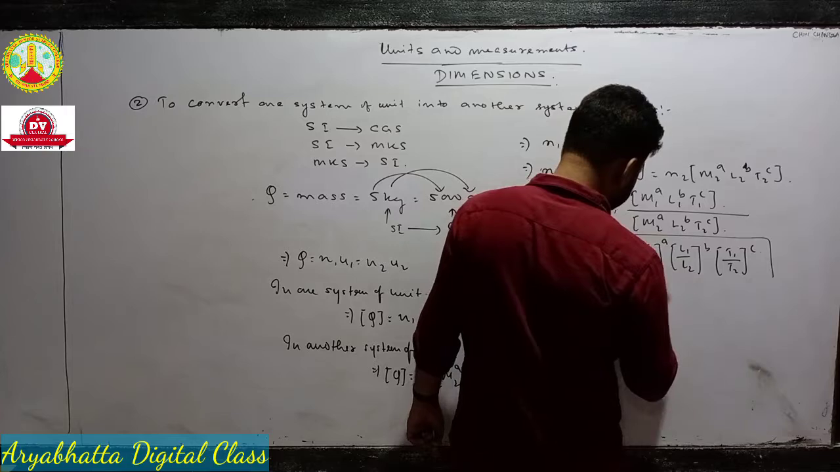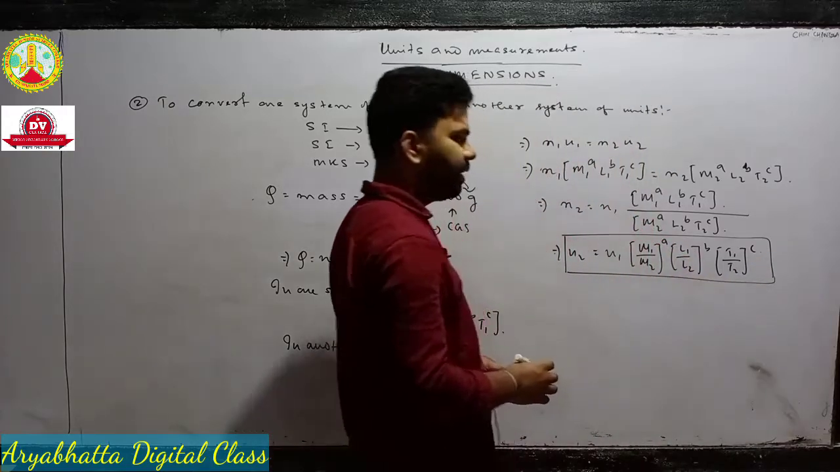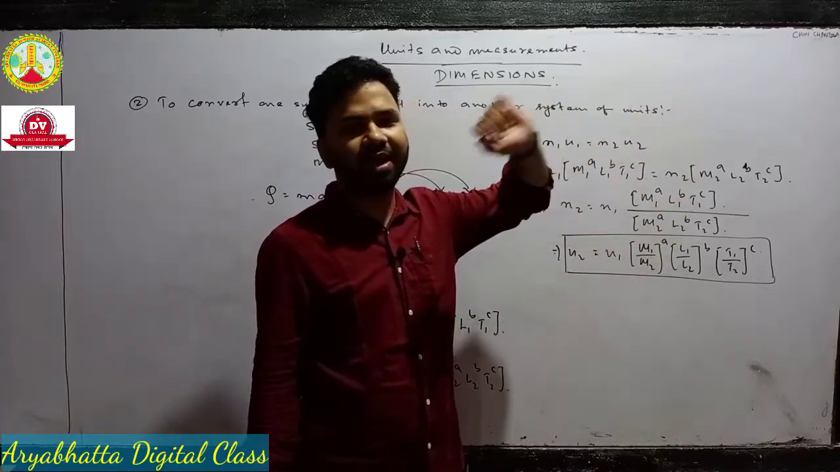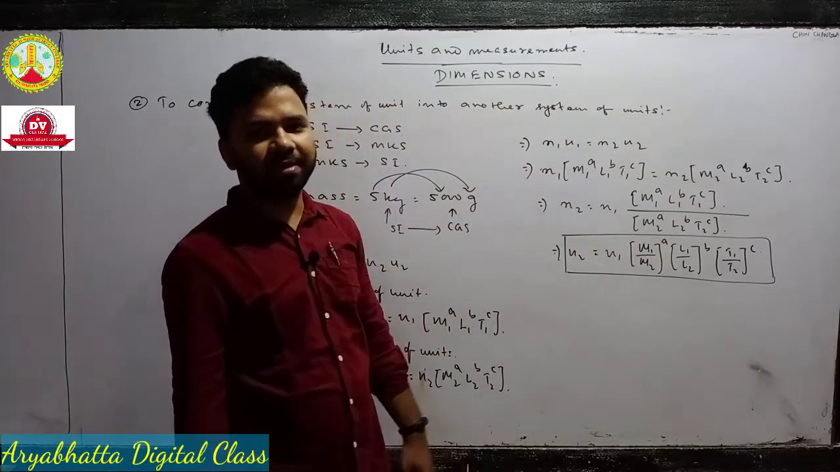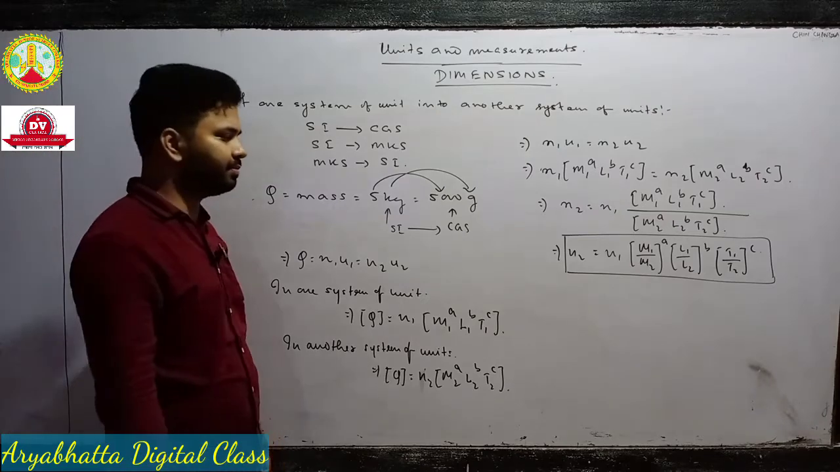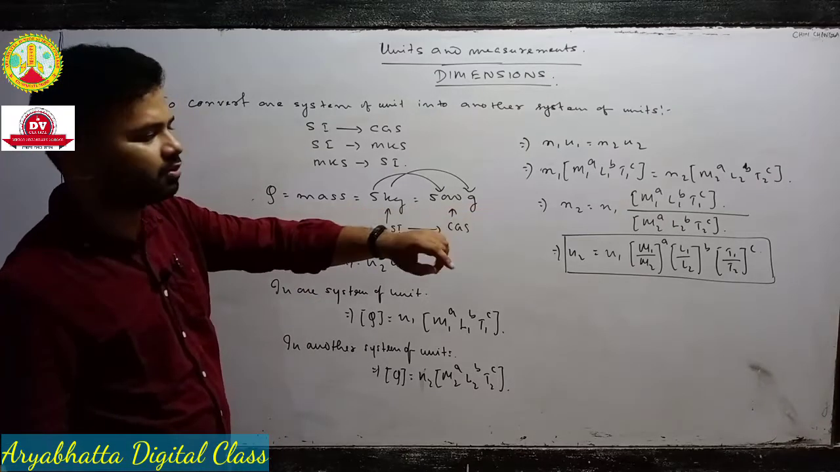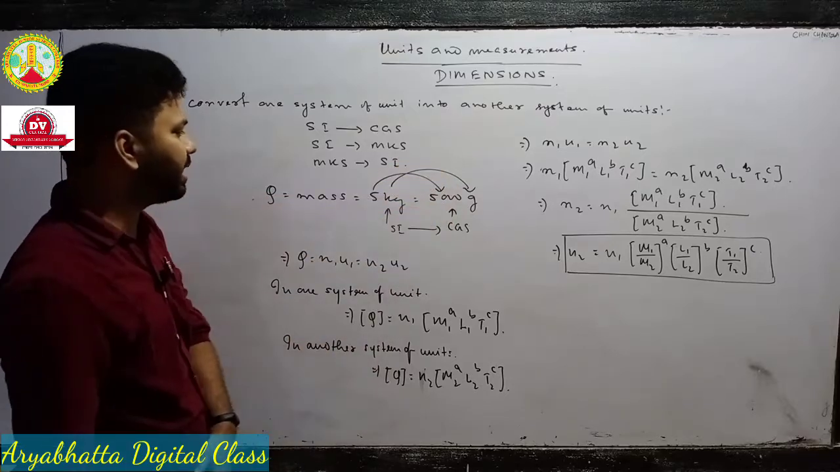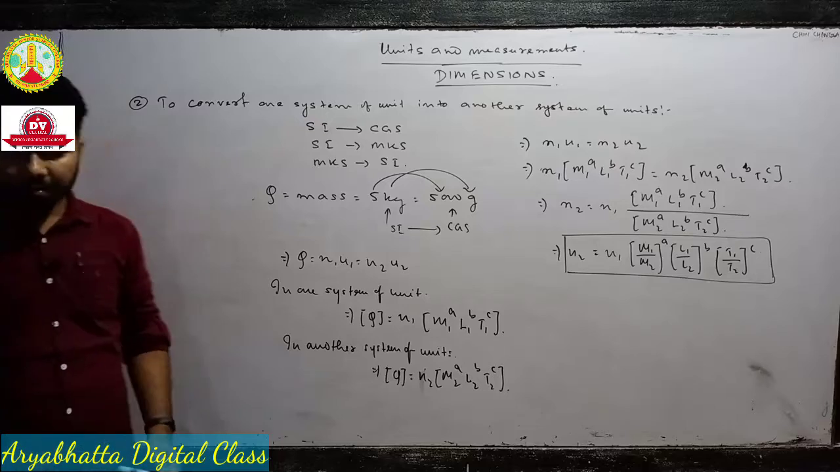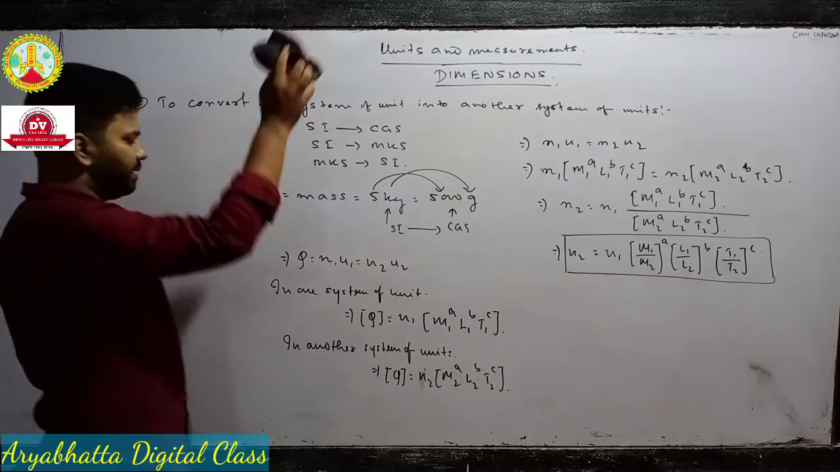This one we can use as a formula. Okay? But remember one thing, we have to limit our dimension till M, L and T only. We cannot use temperature there. We cannot use ampere there. Okay? So this is limited up to M, L and T only. So this is a kind of formula type. So let us do an example.